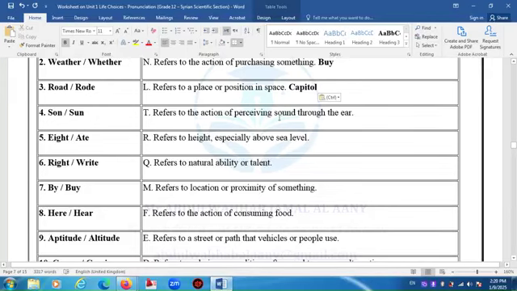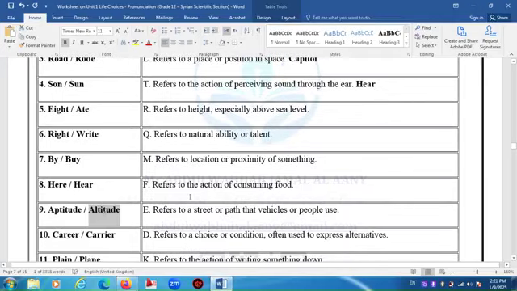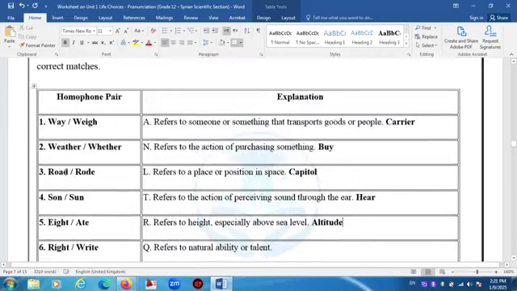Refers to the action of perceiving sound through the ear. Perceive sound, it means to hear. Refers to height, especially above the sea level. That's altitude. Refers to natural ability or talent. That's aptitude.